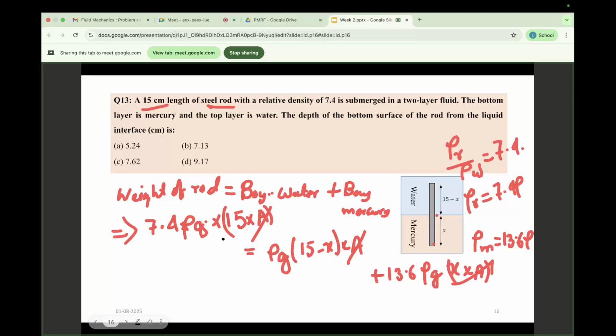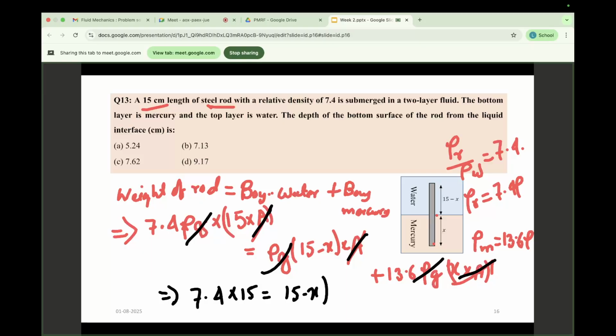Yes or wrong? Only rho g is also common on all sides. So ultimately the simplified equation is 7.4 into 15 equals (15 minus x) plus 13.6x. Please solve this one, you will get x equal to 7.62. So option C will be the answer. Please check.